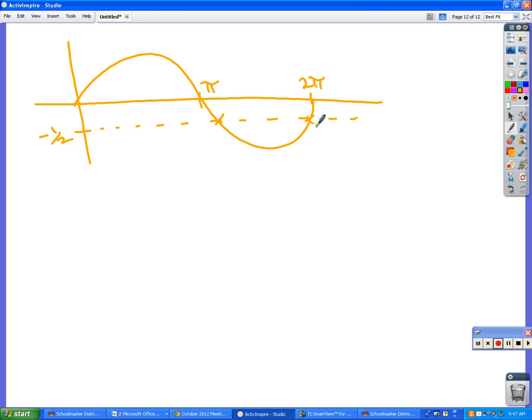Okay, so we're looking for there, and we're looking for there. All we gotta do is find the first one, and then we're home free. What's this one right here? Minus pi. It's not pi. Sine of pi is 0. So we know it's not going to be pi, so we're a little bit past pi.